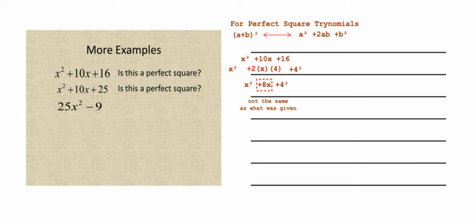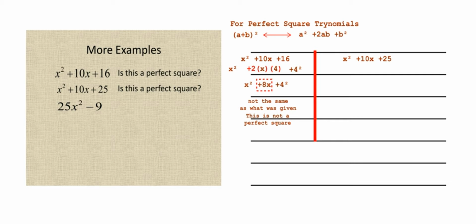If we would have gotten 10x, then we would have said yes, it's a perfect square trinomial. But it's not the same as what was given. This is definitely not a perfect square, so we cannot factor it as a perfect square. We can't do anything in this one other than try to factor in a different format. Keep in mind, there are other formats of factoring, but for this case we're trying to do it through the perfect square trinomial format. So let's go for the next example.